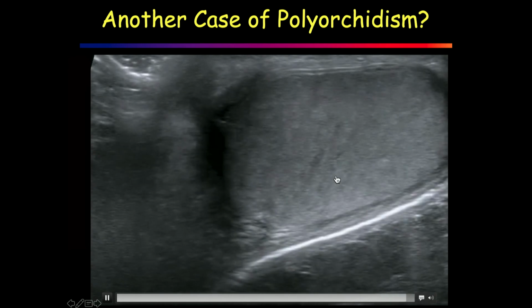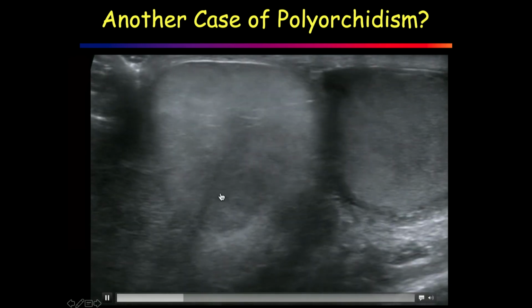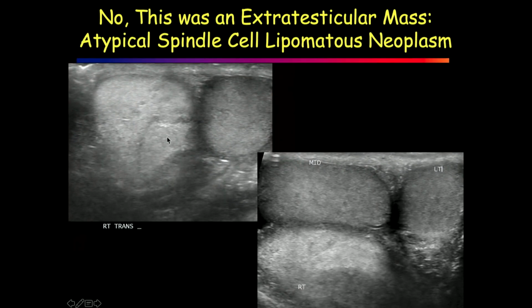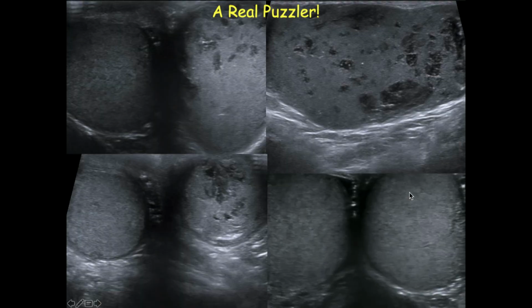Sweeping through, and then something that kind of looks like a third testicle. But this is the exception to the rule that most extra-testicular things are benign. This turned out to be a spindle cell lipomatous neoplasm. So weird stuff does occur outside of the testicles.